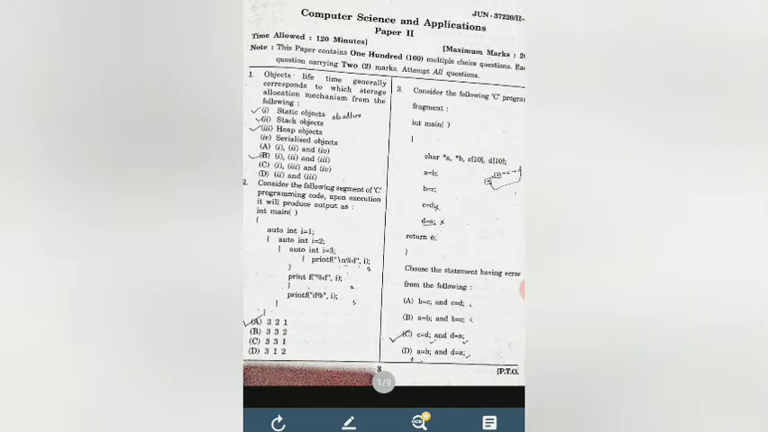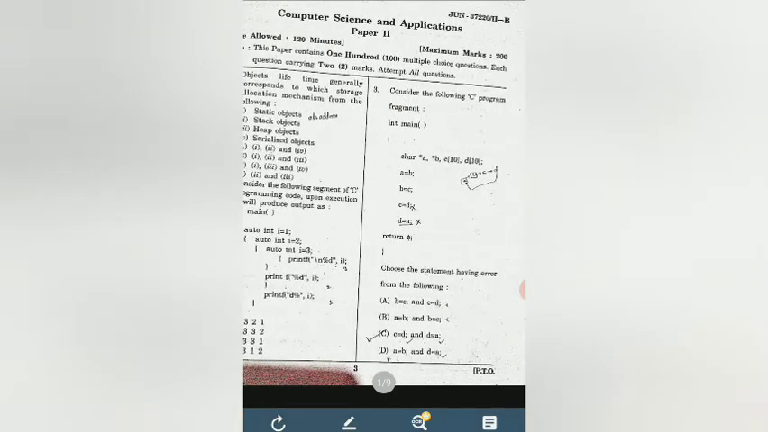Question number 2. Consider the following segment of C programming code. Upon execution, it will produce the output. In this case, the variable i is declared as auto, so it is considered to have local scope in that block. So in the first curly bracket, inside, print %d will print 3. Then for the outer one it will have 2, and again for the last outer one it will have 1, going from middle to out. So option A, 3, 2, 1, is the correct answer for question 2.